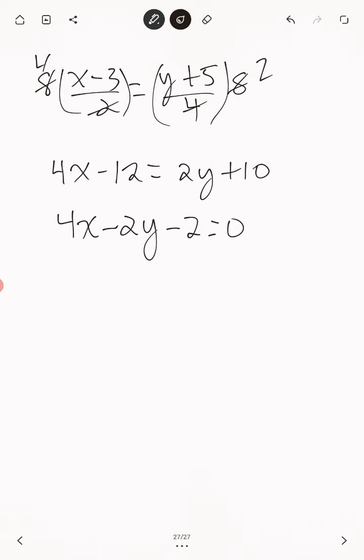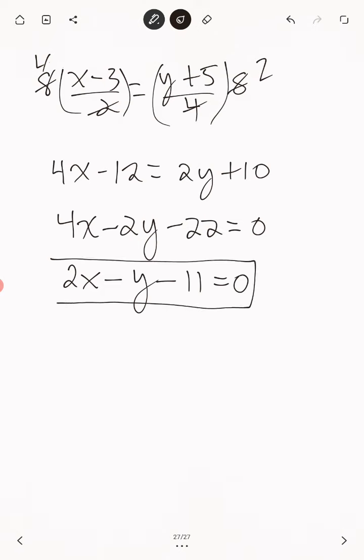Oh, sorry, I made a little arithmetic error here, which, as you know, I'm famous for. My arithmetic is not very strong. Luckily, my math skills are. Okay, and then since there's a common factor of 2 here, I'm just going to divide through by it just to make the coefficients smaller, easier to work with if I needed to do anything with this equation. So my scalar equation of the line comes out to 2x minus y minus 11.